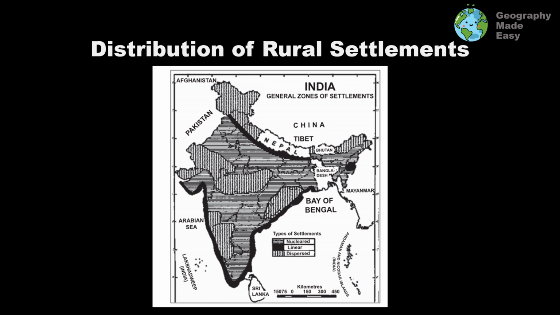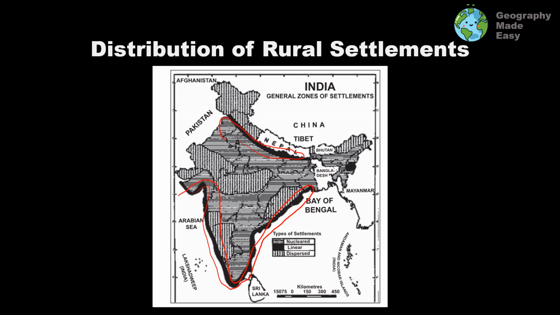So we look at this map, where we are talking about the distribution of rural settlements. Basically, this is a map of India, where we have the three types: the nucleated, linear, and the dispersed. Along the Terai area, that is the foothills of the Himalayas, and all along the coastlines, we usually see the linear pattern. In the Terai area also we see the linear pattern, because before the very high lofty mountains grow, the settlement patterns are more or less flat.